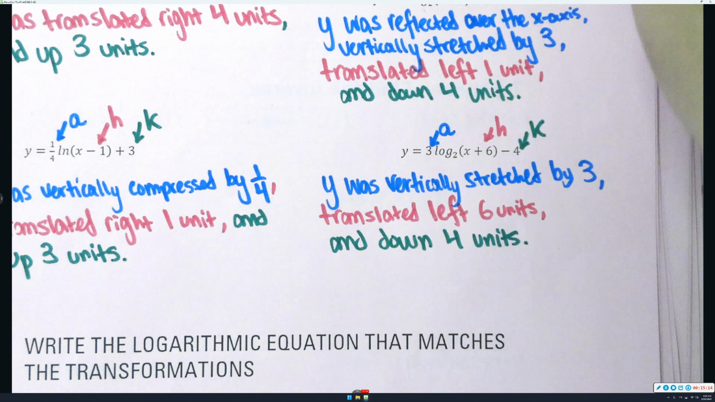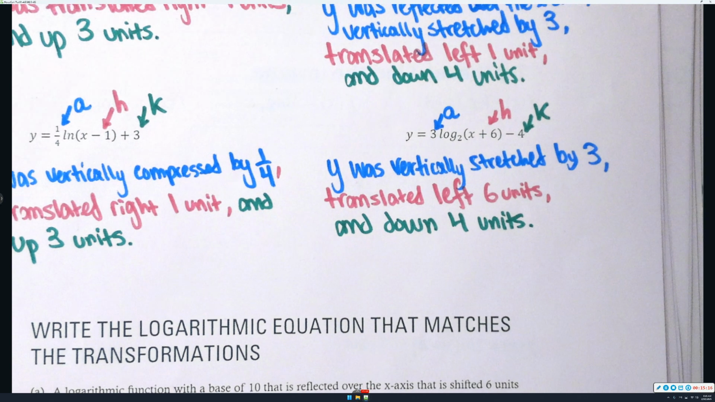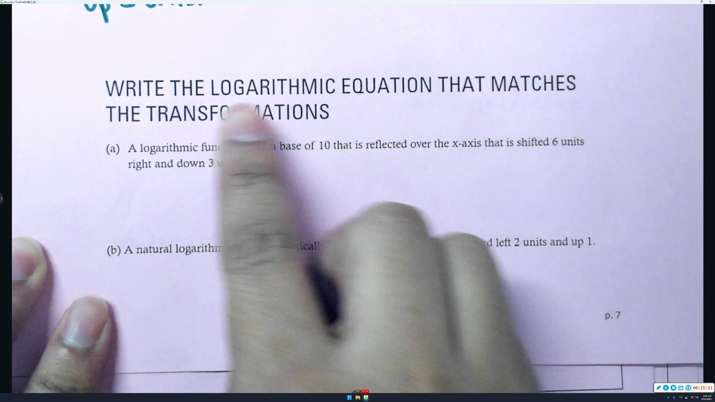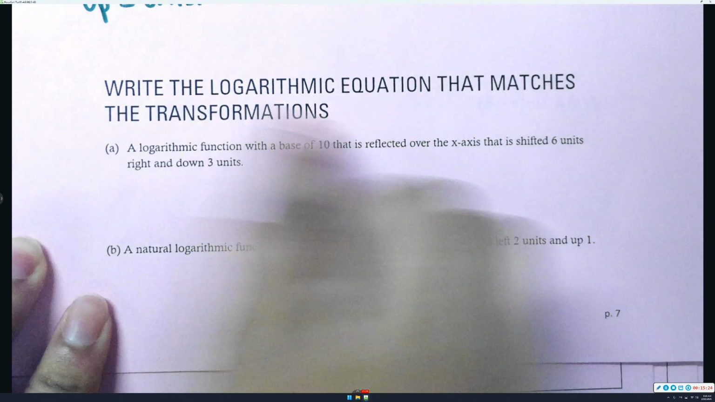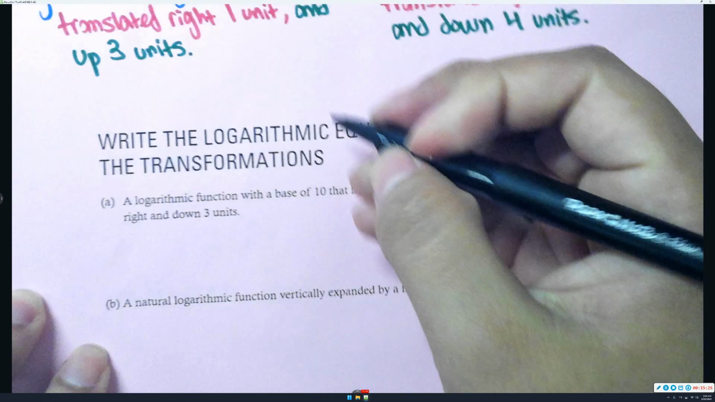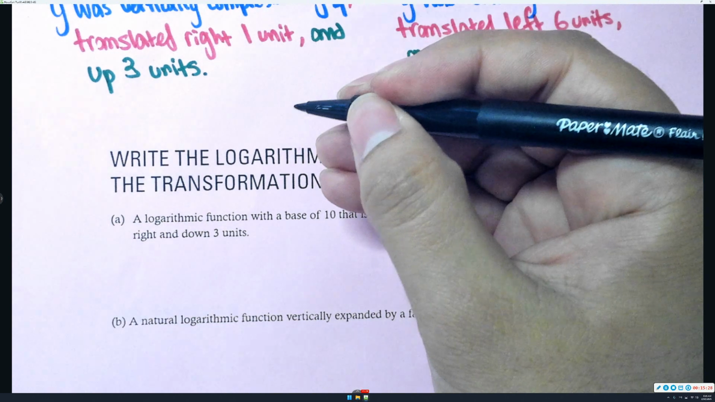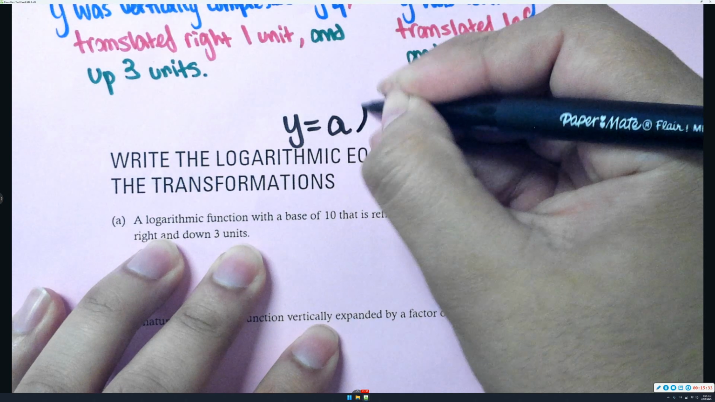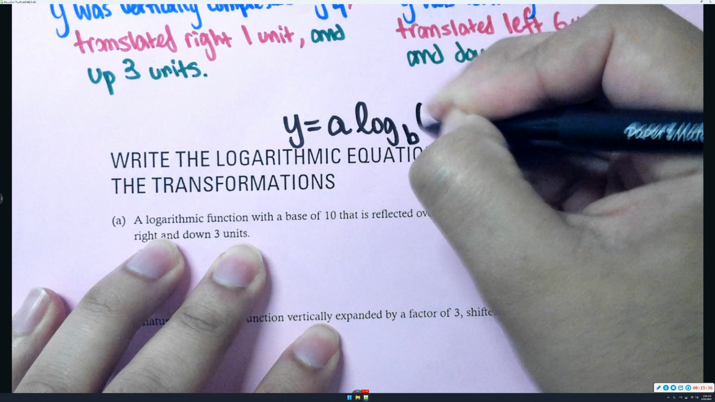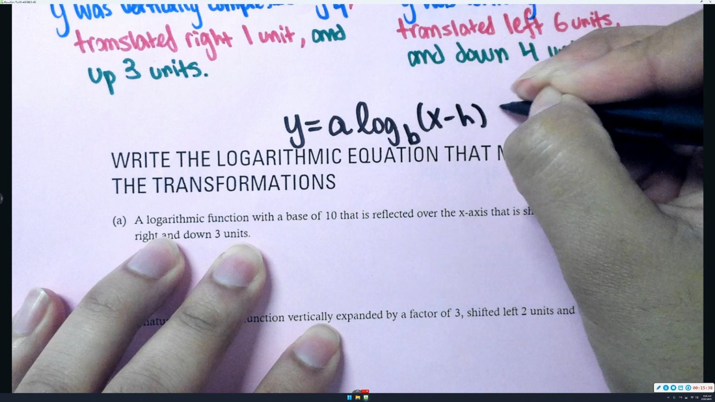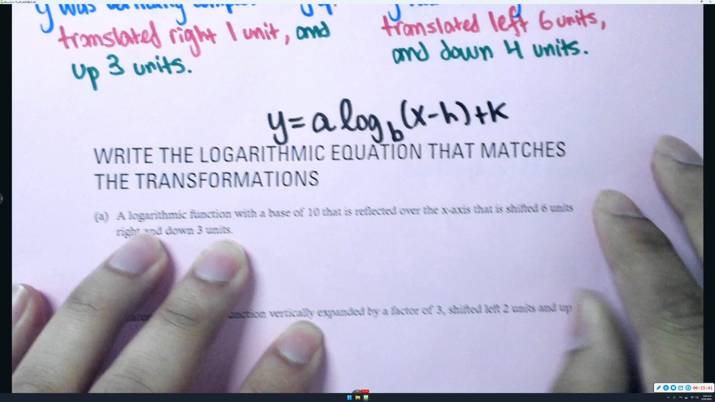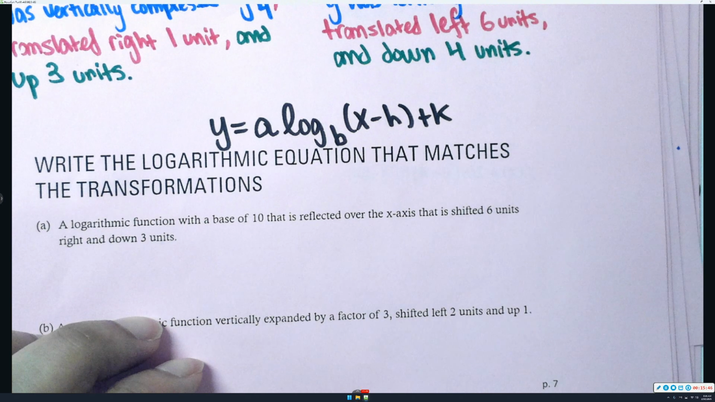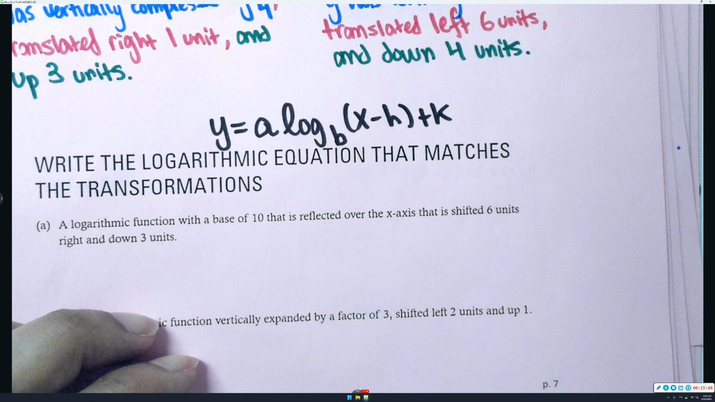All right, so down below, we're going from a description to an equation. Look right here, guys. It says, write the log equation that matches the transformations. So keep in mind that if we're doing this, it has to be in the following format. Write this down with me, guys, okay? We have y equals a log base b of x minus h, close parentheses, plus k. That's the format that you should give for the written equation. Questions?